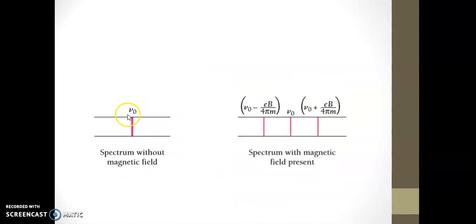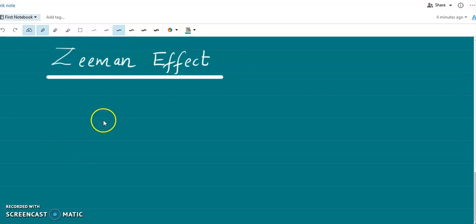We have already seen that without the magnetic field there will be a single line, and in the presence of the magnetic field there will be 3 lines. One has the original frequency and the other 2 lines are shifted, and the frequency separation between 2 consecutive lines is EB by 4 pi m. But the normal Zeeman effect is not seen in all elements. It can be seen in some particular elements.